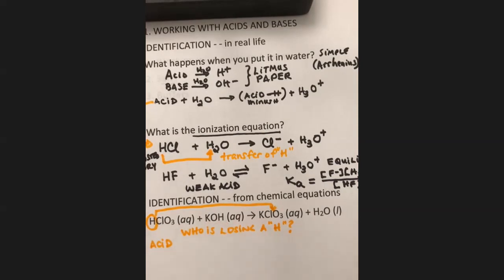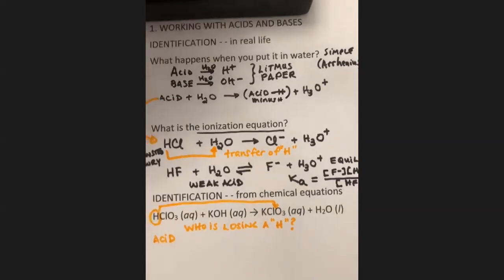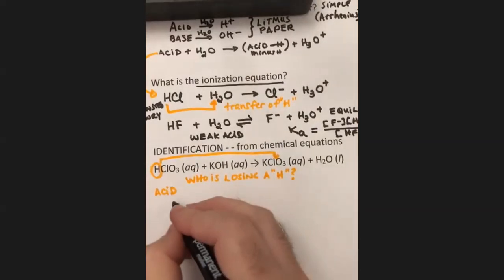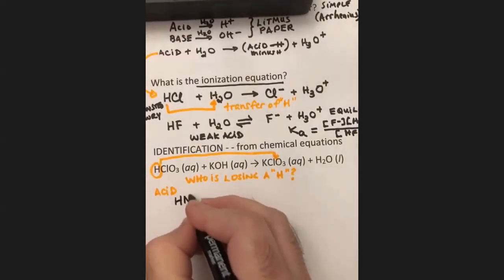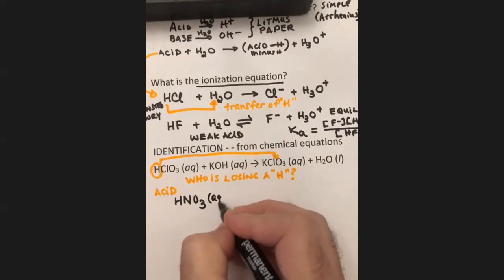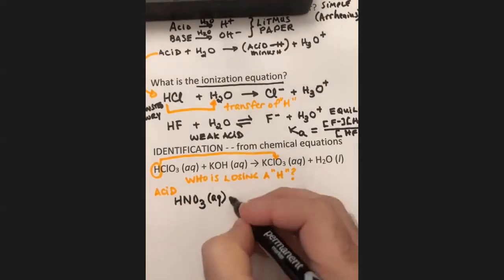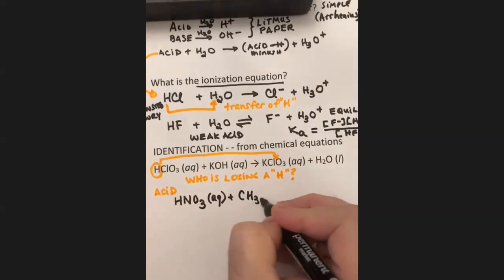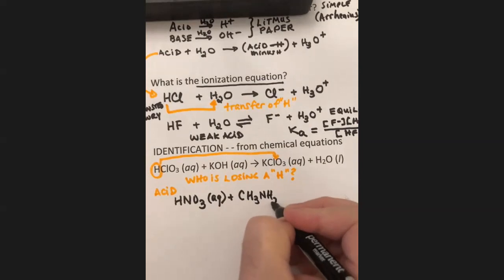Okay, let's look at another example here. Pull this up a little bit, and let's see if you guys can do this one now. HNO3. I'm going to go this time and again put my full symbols here. Plus CH3NH2.